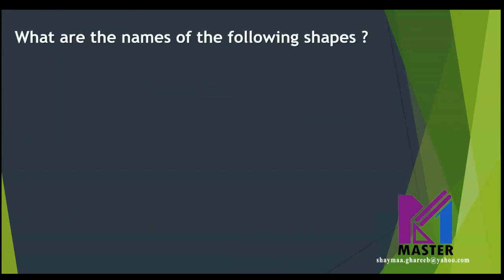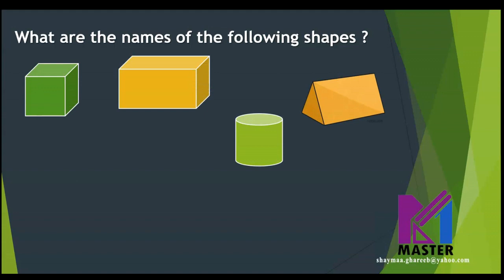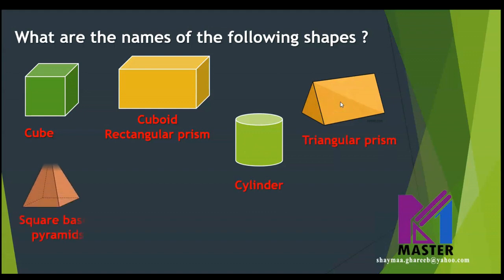What are the names of the following shapes? Here are some solids or 3D shapes. Let's start with the first one. It's called a cube. And the second one is called a cuboid or rectangular prism. And the third one here is a cylinder. And this one is a triangular prism. And this one is a square-based pyramid. And the last one here is a triangular-based pyramid, and we can also call it a tetrahedron.